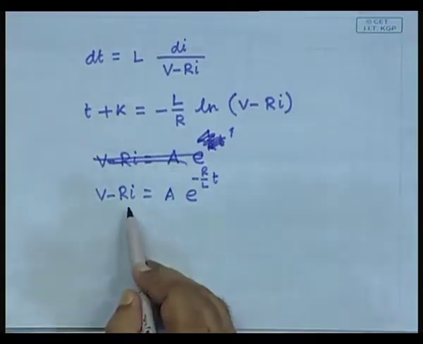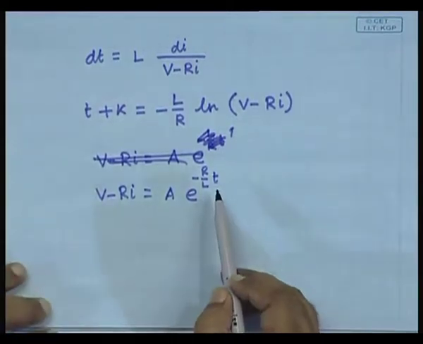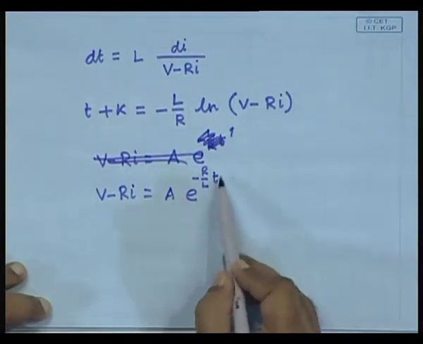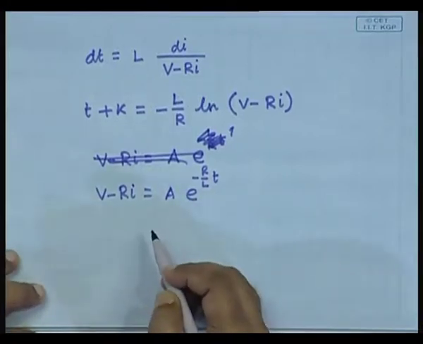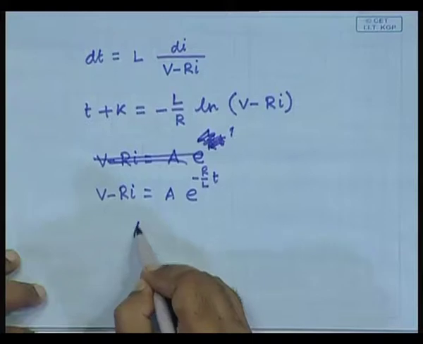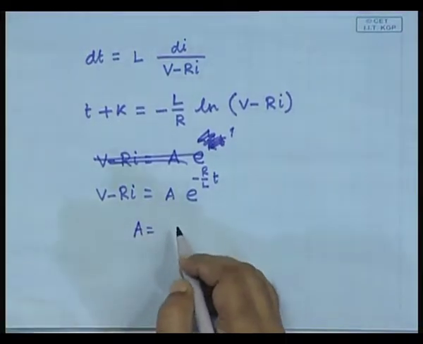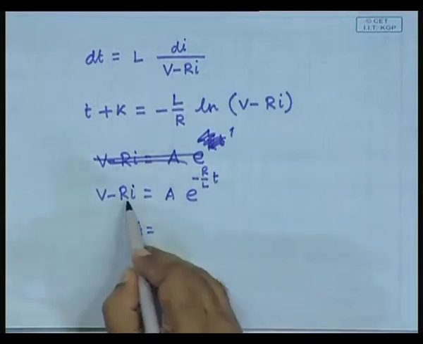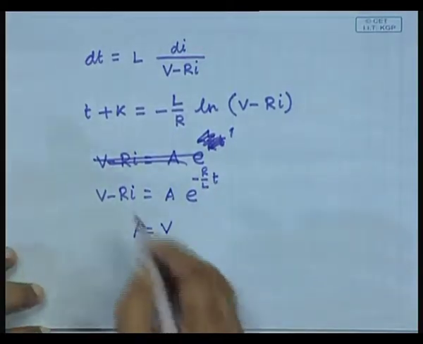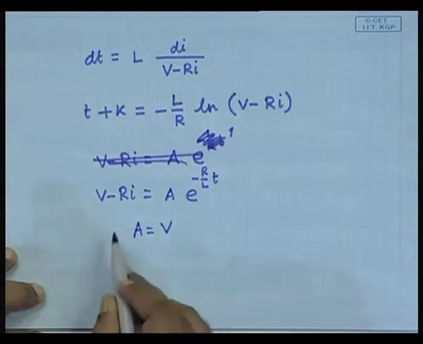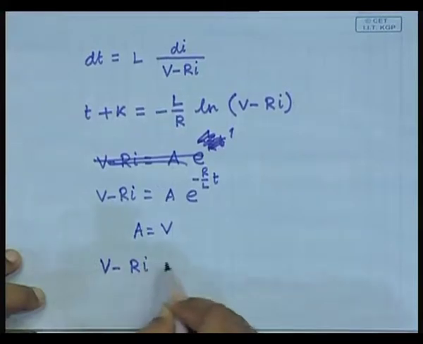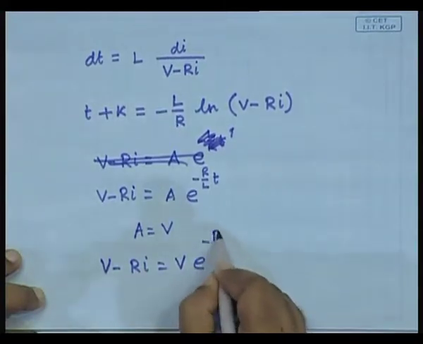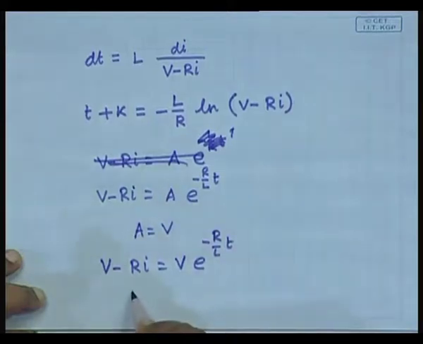Suppose the initial current is 0, which is natural. In that case, how will you obtain a? What is a? t is 0, so this term becomes 1, this is 0. So you have a is, this is 0, this is 1, this is 0, is V. So the solution becomes I is equal to V minus R I.